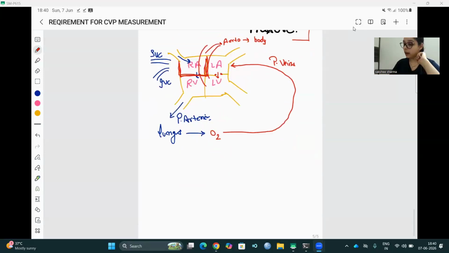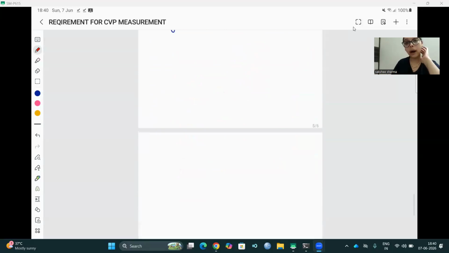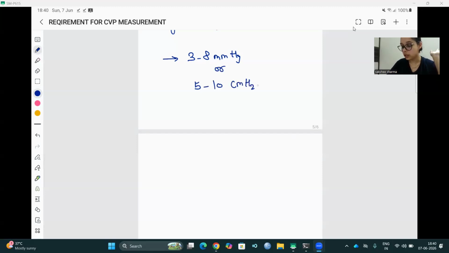Okay. Now, moving next, let's talk about the normal values of central venous pressure. The normal value of central venous pressure is 3 to 8 mm Hg or 5 to 10 centimeter of H2O. At some point, you can also find it as 2 to 6 mm Hg.